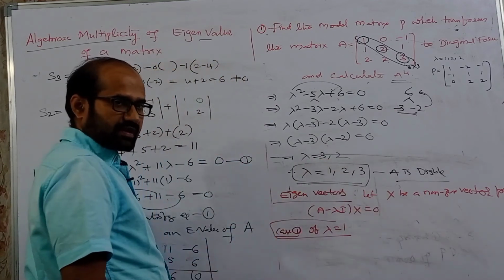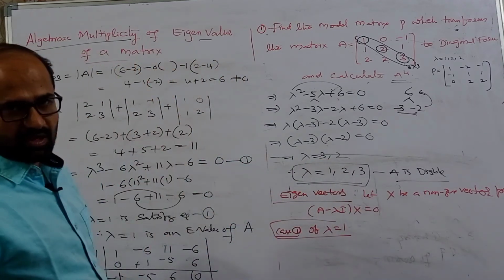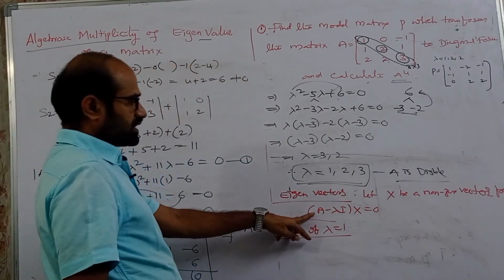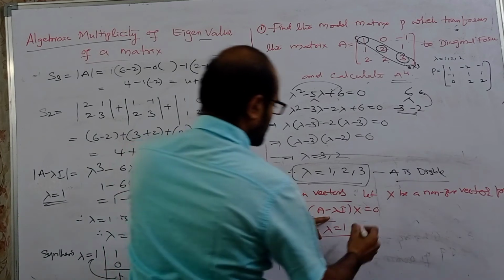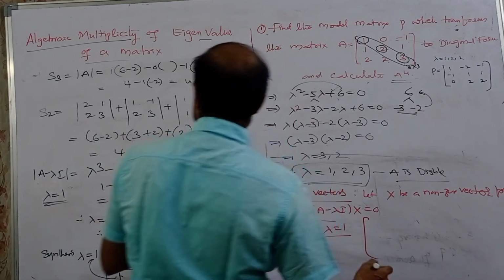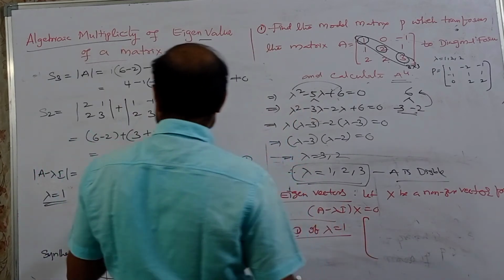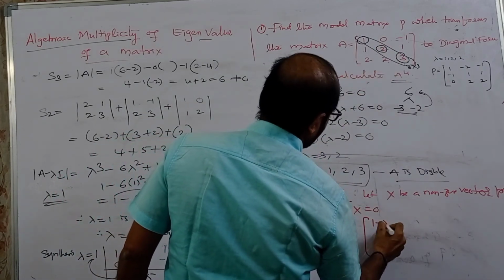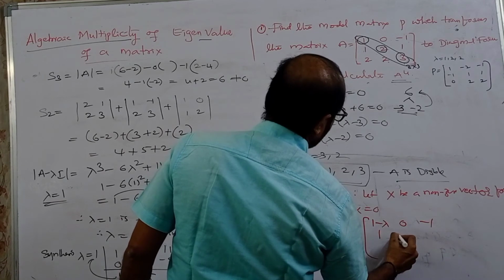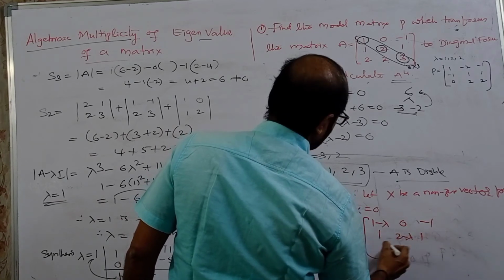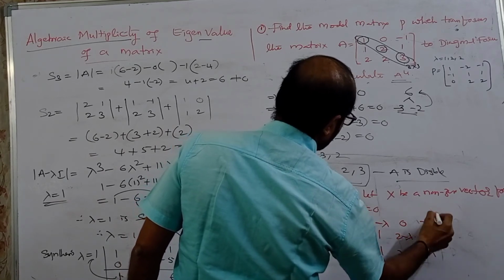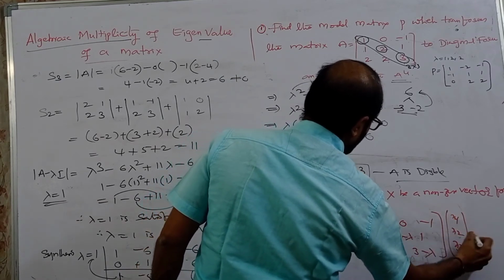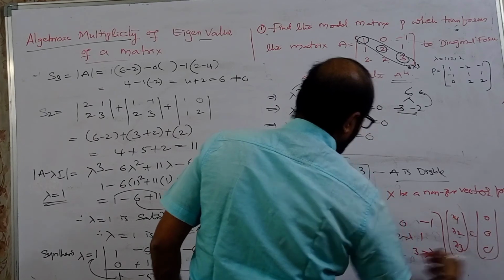I am going to find the eigenvectors. So the first step, eigenvalues, is completed now. Now eigenvectors. If lambda equal to 1, by using (A minus lambda I) into x, we can find the eigenvector. Now what is A minus lambda I? This is A minus lambda I: 1 minus lambda, 0, minus 1; 1, 2 minus lambda, 1; 1, 2, 3 minus lambda, into x1, x2, x3, which is equal to 0, 0, 0, right?